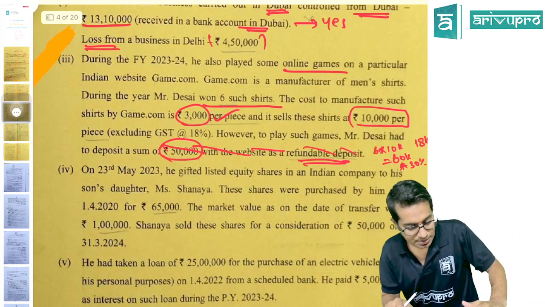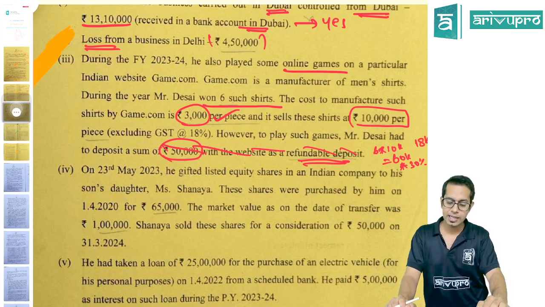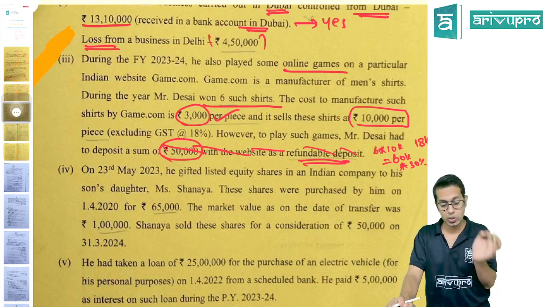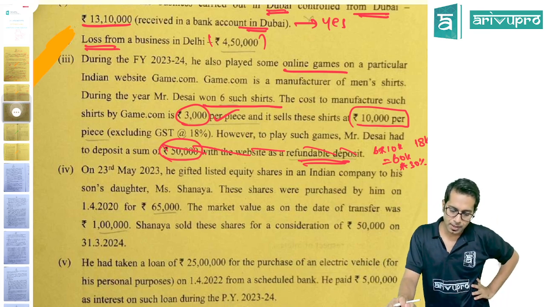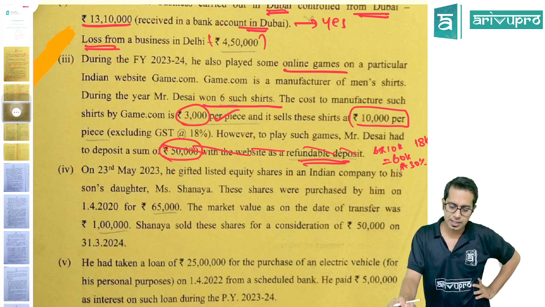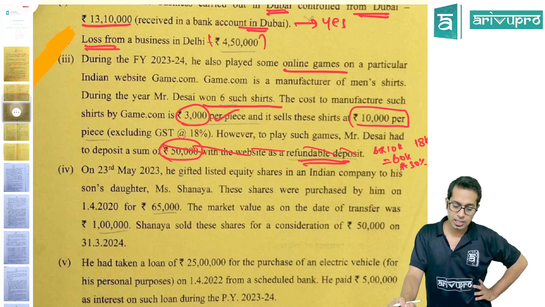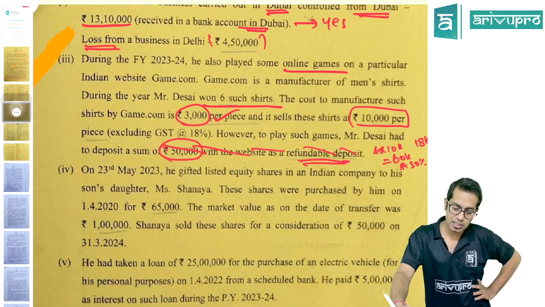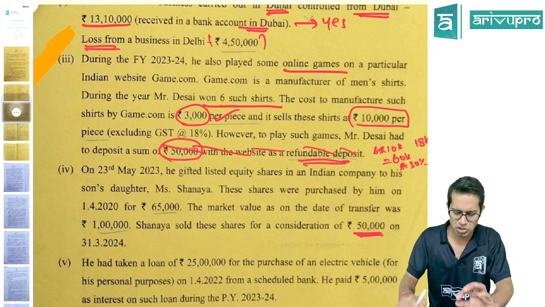Then the next point says, on 23rd May 23, he gifted listed equity shares in an Indian company to his son's daughter. Oh, son's daughter. Okay. Sanaya. These shares were purchased by him on 1/4/2020 for 65,000. The market value on the date of transfer of these shares was 1 lakh rupees. Sanaya sold these shares for a consideration of 50,000 rupees. So this information will be required for computation of total income anyways.